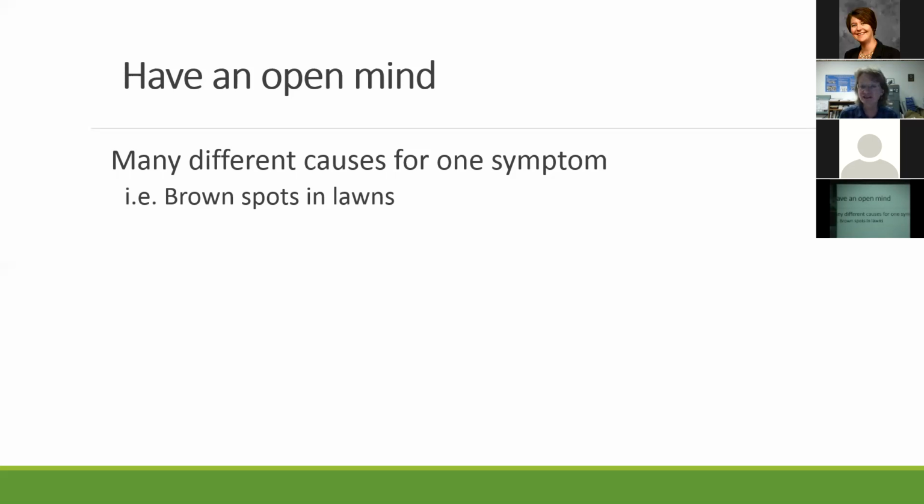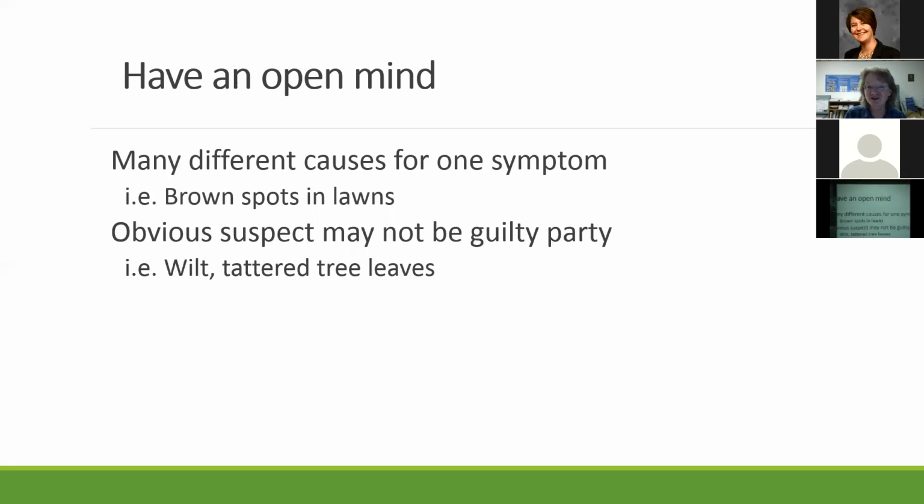the neighbor's dog, your own dog. Maybe the automatic irrigation heads are not overlapping. They're overwatering one area and underwatering another area, so it could simply be a drought area. Insects, diseases, numerous things can cause brown spots in lawns, so many different causes for one symptom. The obvious suspect may not be the guilty party.